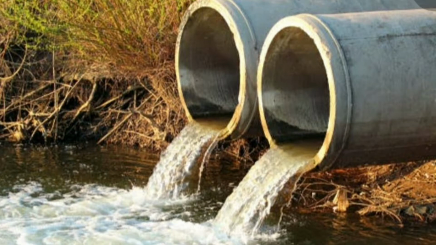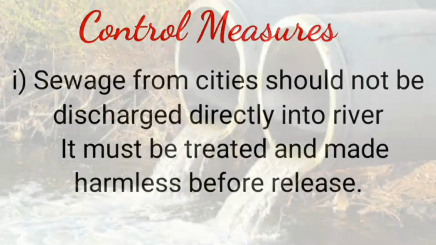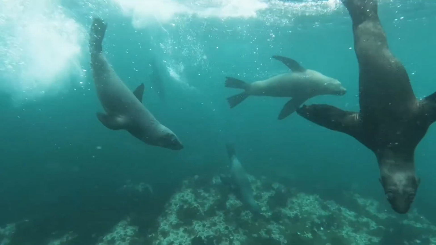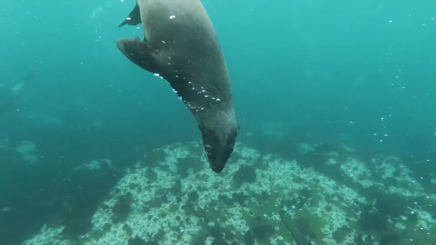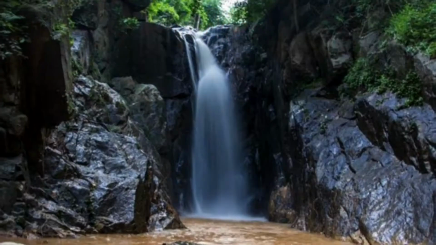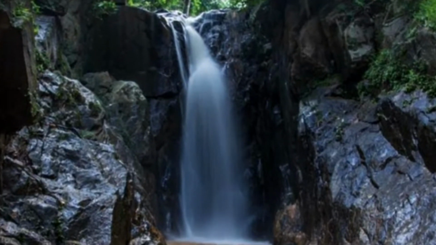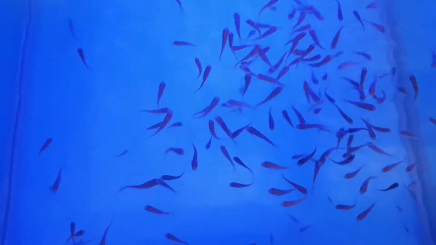How is it possible? Sewage and garbage generated by homes and industries should be treated properly before discharging into water sources. It will reduce water pollution, causing less harm to the aquatic life. If hot water generated by the industries is collected at a common place and then cooled before it is discharged into the water bodies, it will not affect the breeding capacity of aquatic organisms.